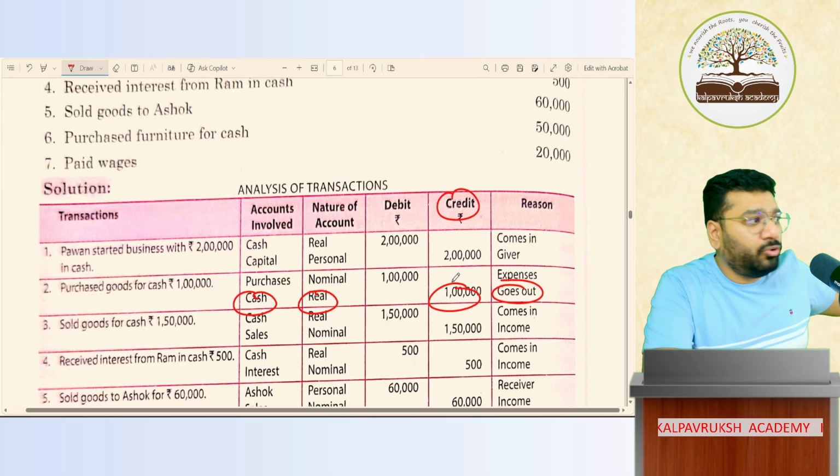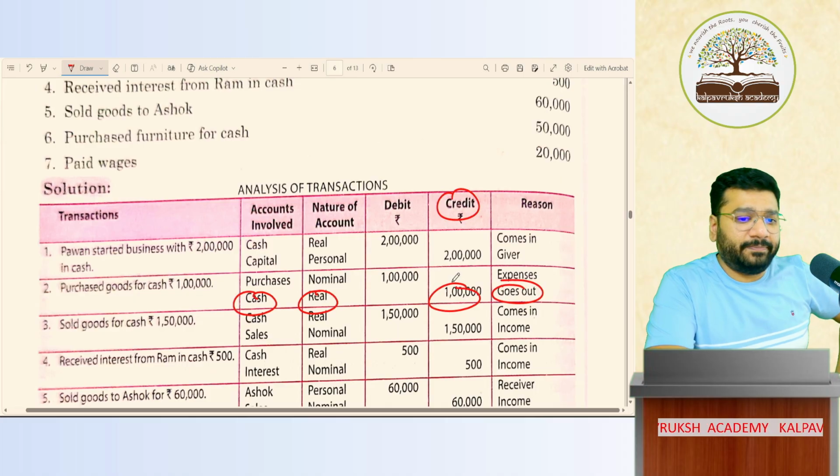This pace is fine, no? No problem, no? This pace is fast. Correct? Okay.